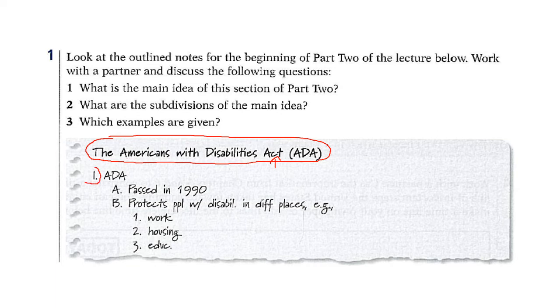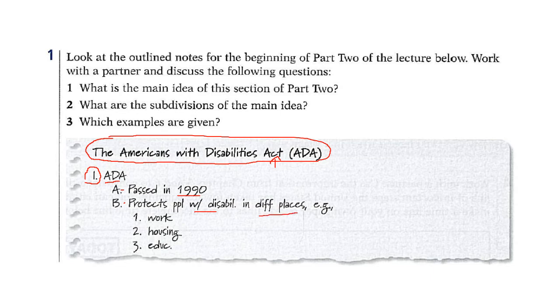We can see the number 1 here. So it shows that the first main point will be about the ADA, the Americans with Disabilities Act. And then there'll be supporting details. The first one is when it was passed. The second one is who it protects. It protects people with disabilities in different places.